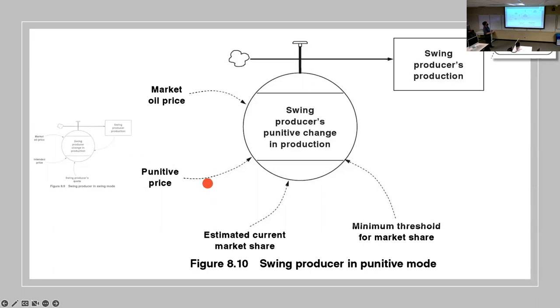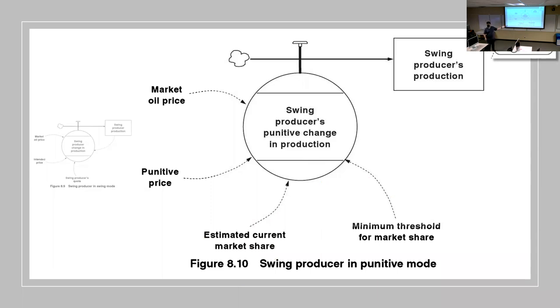So now, in order to figure out if they need to go into this, they've got their estimated current market share and a maximum threshold for market share. So basically, this goes into them detecting whether, you know, they should be producing a certain share of the market. And if that share falls below a certain threshold, then that means that an opportunist is now producing too much oil, and that's messing up the swing producer. And that's what would trigger this punitive change here. So it doesn't really change much. It really just changes the target price. But what triggers the change in price has to do with the market share distribution across all of the OPEC members.